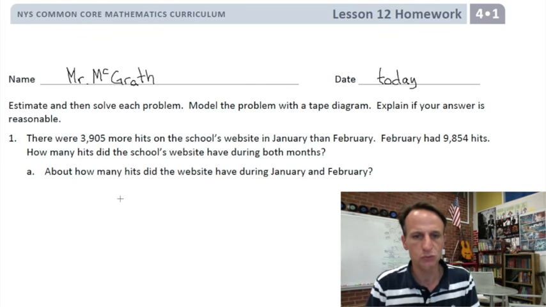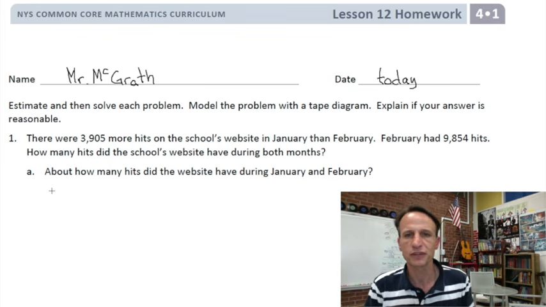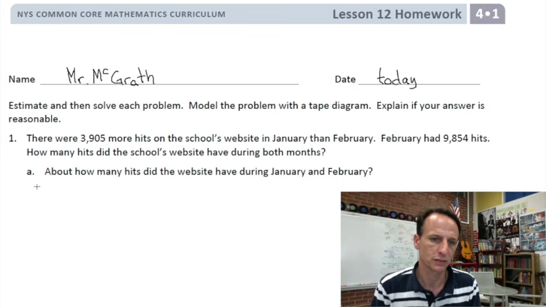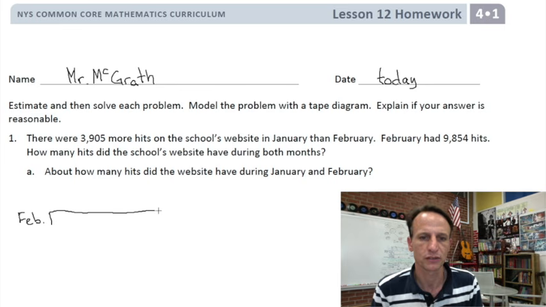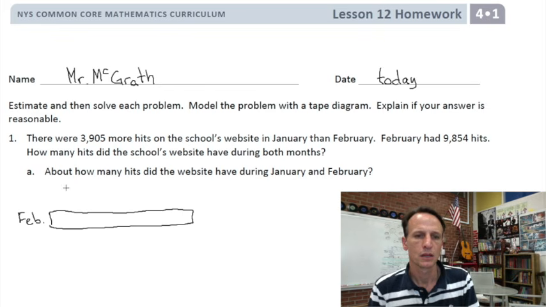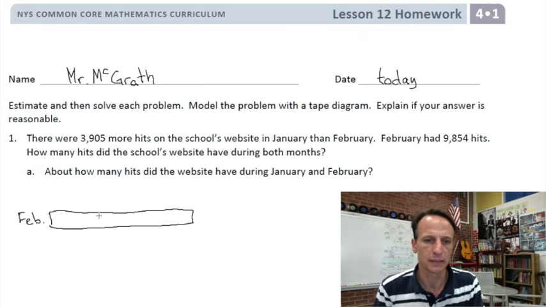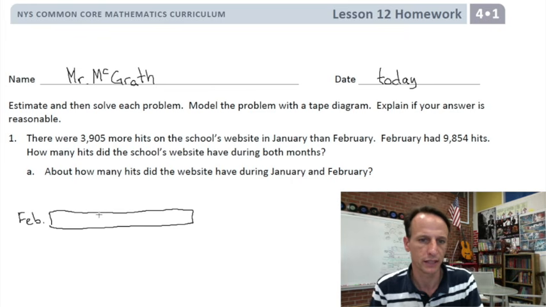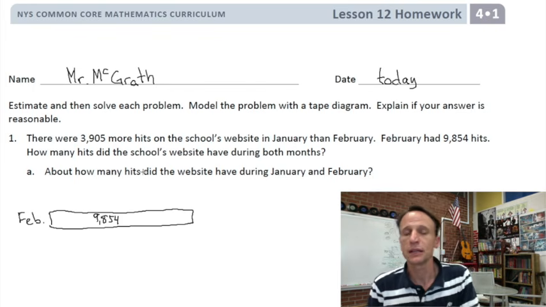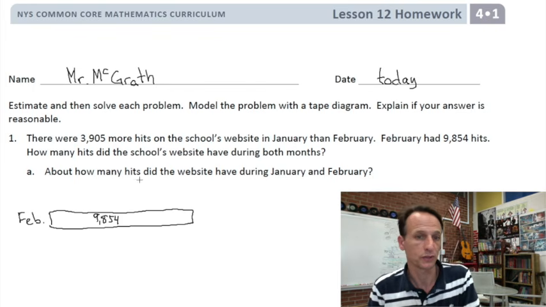Okay, so we have 2 months we're dealing with here. We're given February straight out. So I'm going to leave a little space here above it and write Feb for February, and then make myself a nice little tape diagram. And let's see, I'll write down the exact number inside the tape here. For February, it's 9,854. Now, notice January. Easy mistake to make here is to say January had 3,905 hits.